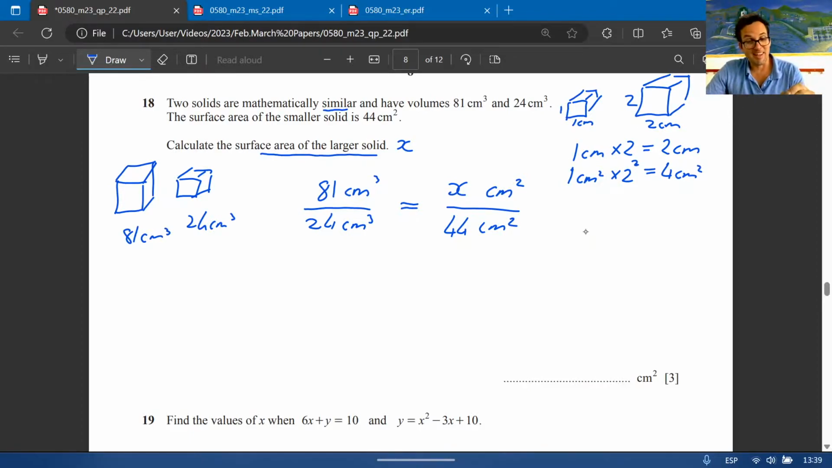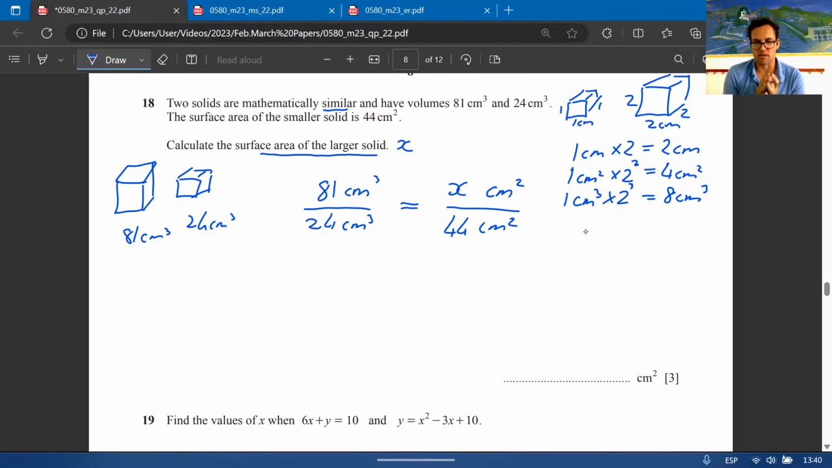If you're going to take the volume, which is 1 times 1 times 1, you need to take the linear scale factor and cube it, because 2 times 2 times 2 will give you 8 centimeters cubed. Okay, it means the linear scale factor gets squared when we go to surface area or area, and it gets cubed when we work with the volume. It's the same thing here. We got cubed on the right, square on the left. We need to get this the same.